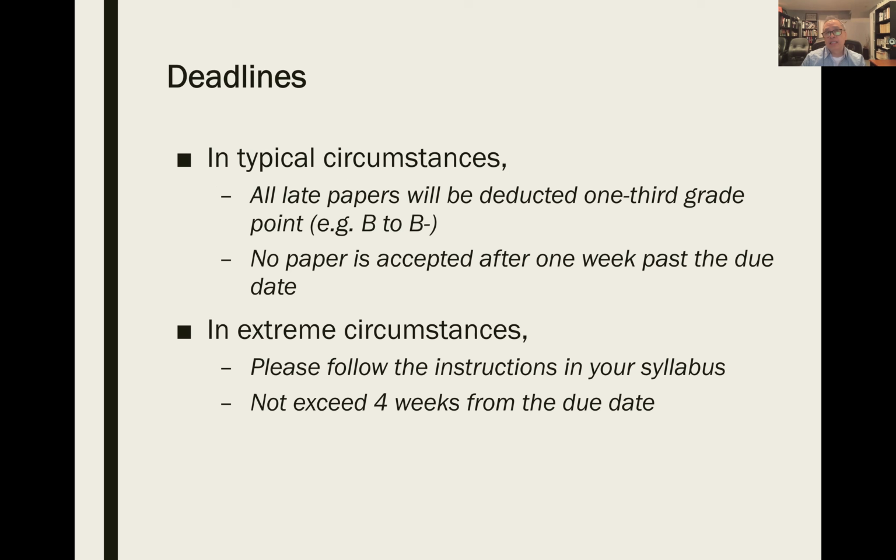Deadlines. In typical circumstances, all late papers will be deducted 1/3 grade point. What that means is, let's say you get a B on your paper, normally you get a B, but because it was late, then you get a B minus. You drop 1 grade point down. And no paper is accepted after 1 week past the due date. So you've got 7 days, right? After that, we don't even accept the paper.